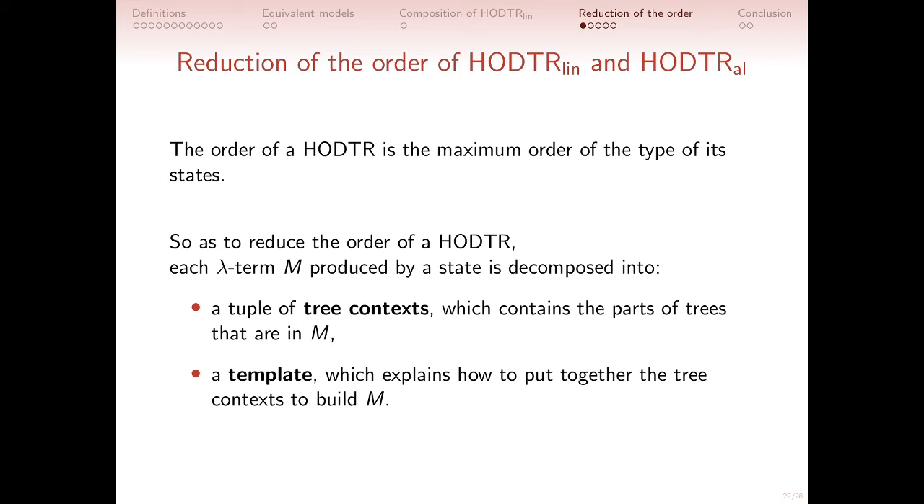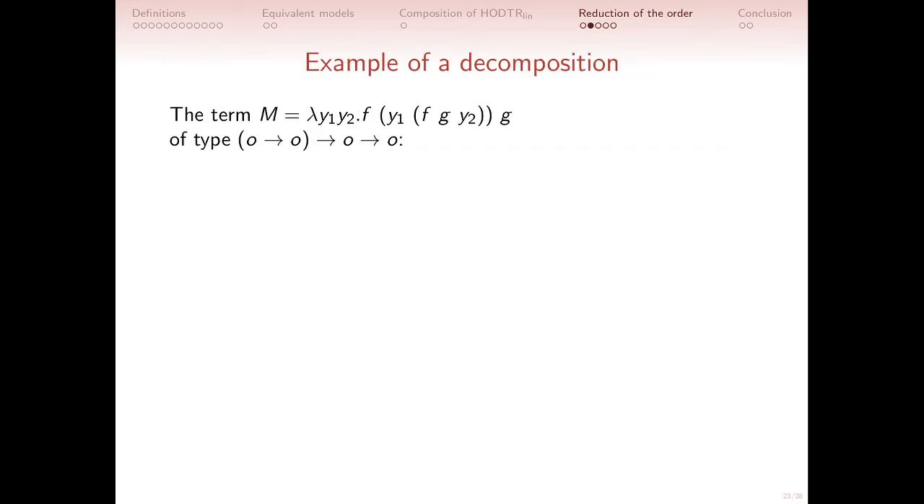The idea behind this is that each lambda term that is computed by a state of the transducer can be decomposed into a set of tree contexts that contain all the constants from the tree signature. So all the things that are pieces of trees, and then a template which tells us how these are put together to build the term. It's simpler to see on an example.